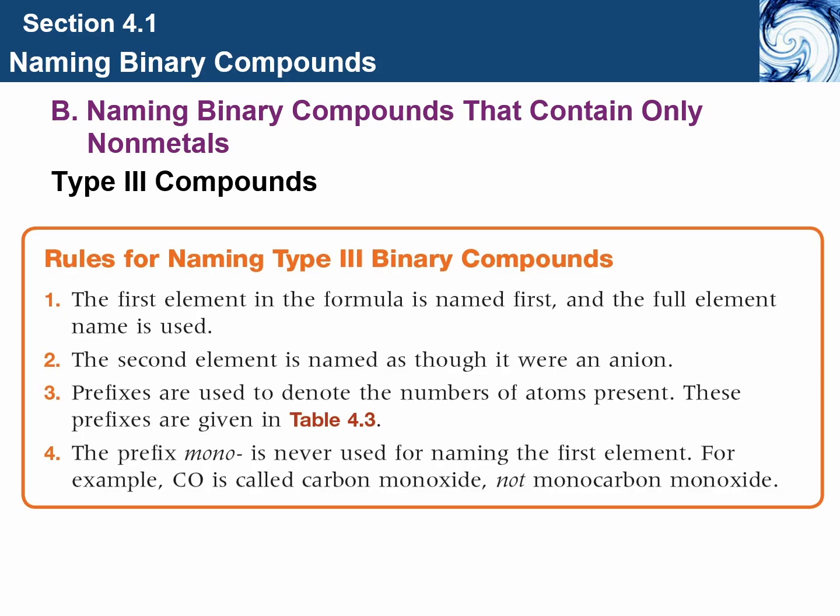And third, we're going to use prefixes to indicate the number of atoms of each of the elements present in the formula. Fourth, the prefix mono is never used for the first element. For example, CO is carbon monoxide, not monocarbon monoxide. The prefix vowels may also be adjusted to make pronunciation smoother, as in monoxide rather than monooxide. Unlike ionic compounds, these are molecular compounds, and they do not use subscripts to determine the prefixes of the name. You'll see what that means in a second.